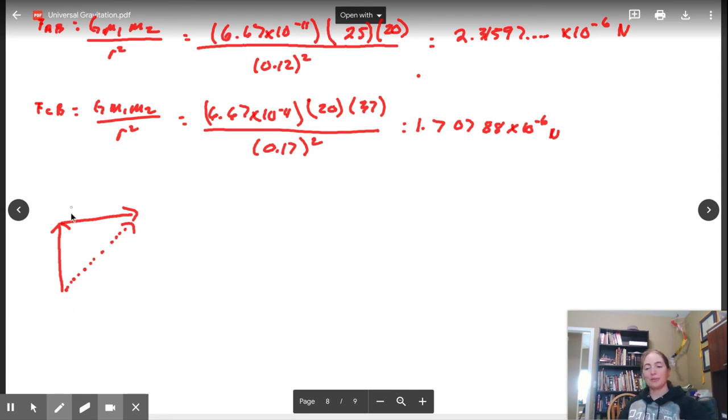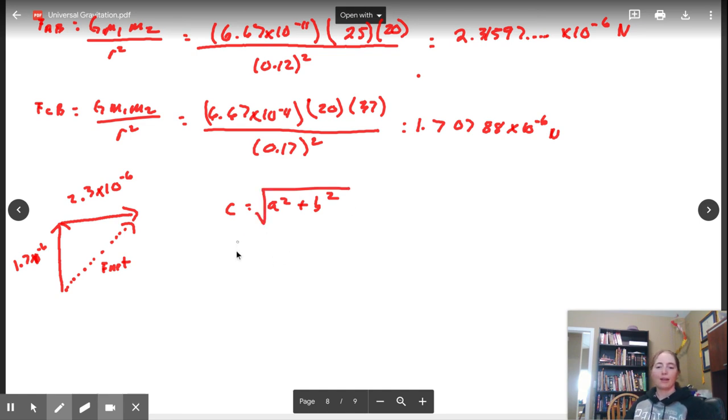Okay. So this guy here is your 1.7 times 10 to the -6. Okay. This guy here is your 2.3 times 10 to the -6 newtons. Okay. So guess what? Your F_net's this guy. You're going to do Pythagoras. Okay. So your F_net is the square root of a squared plus b squared. Already rearranged there.